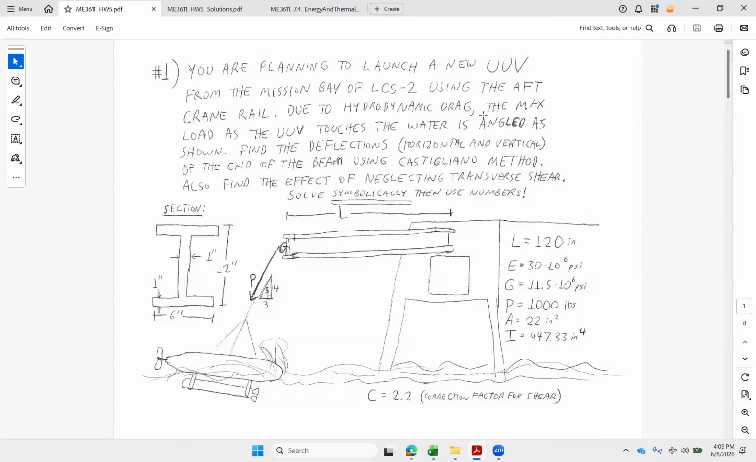We want to figure out what are the deflections, both the vertical deflection and the horizontal deflection of that beam using our Castigliano method. And then also check out what's the effect of having included or skipped that transverse shear portion.